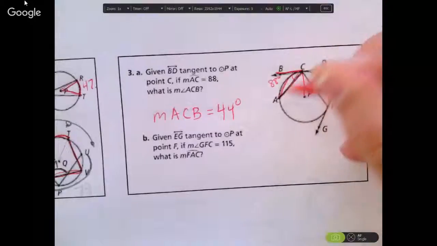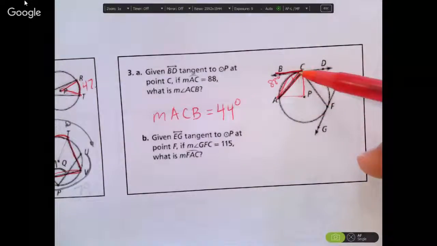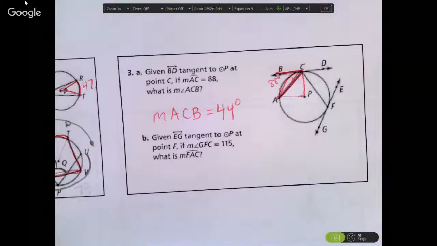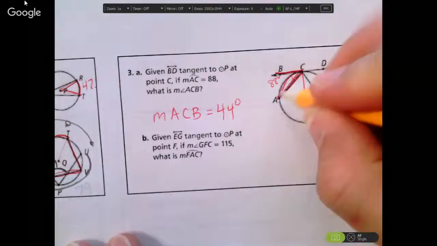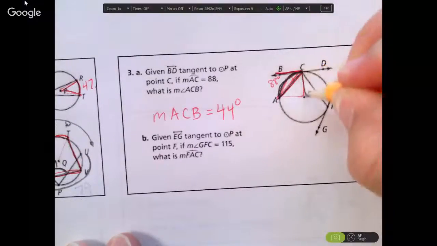But isn't 88 the measure of AC? That is the central angle. It's the arc, which is 88. What the heck? This is too confusing. I don't get any of it. Okay, just mark over the 88. Well, then it works. I just know the center. So 88 is the central angle.